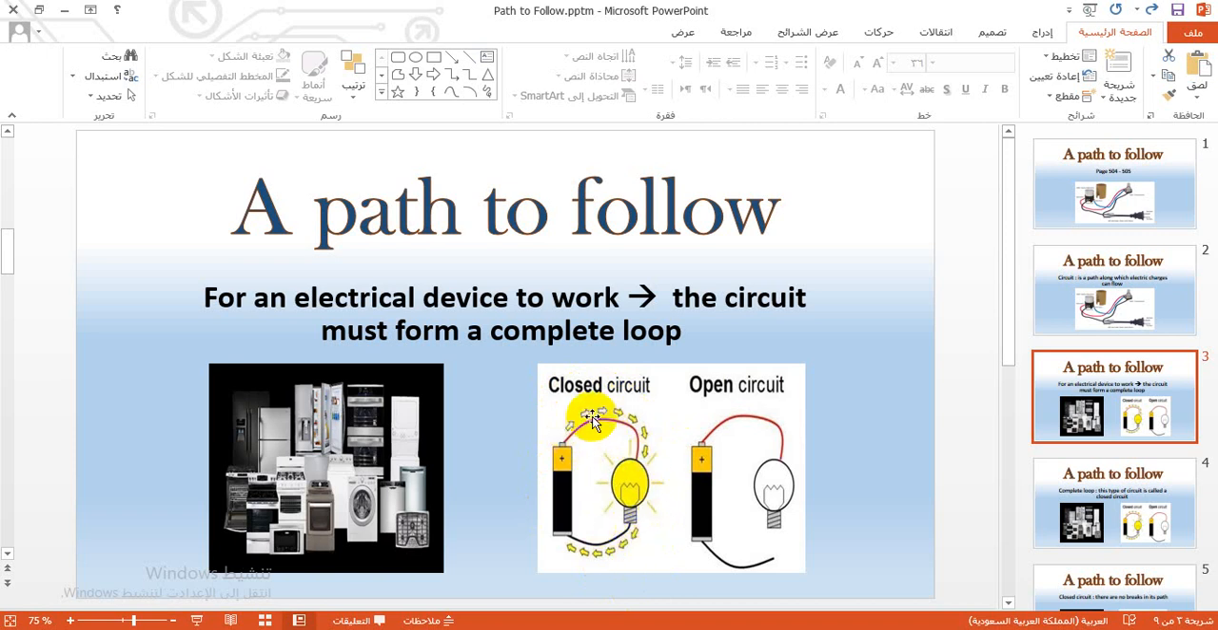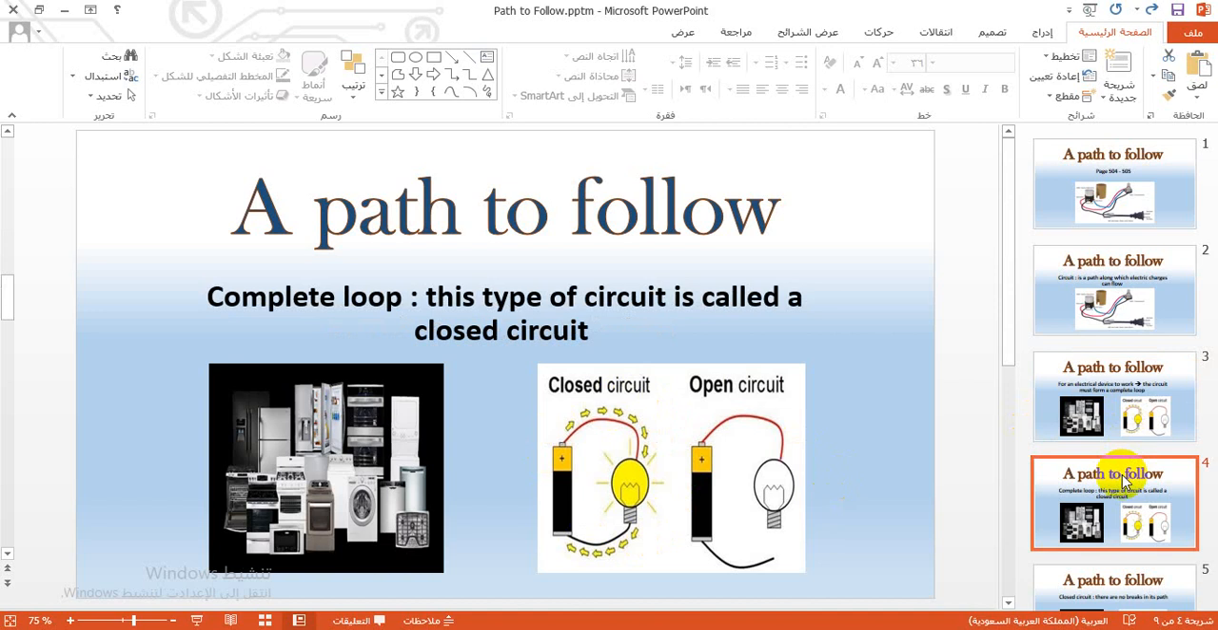This is the complete loop, like the cycle I told you about, a cycle movement. When we say complete loop, this type of circuit is called a closed circuit. Why is it a closed circuit? Because it allows the electric charge to flow through it like a circle.